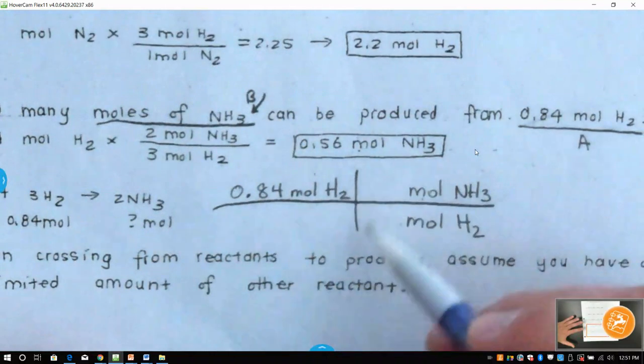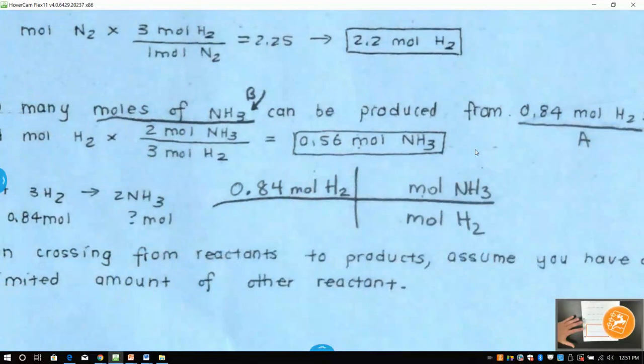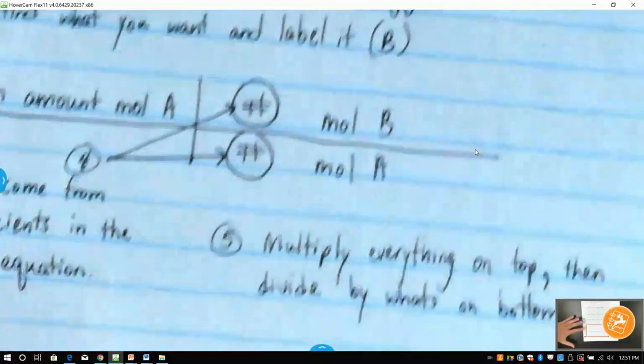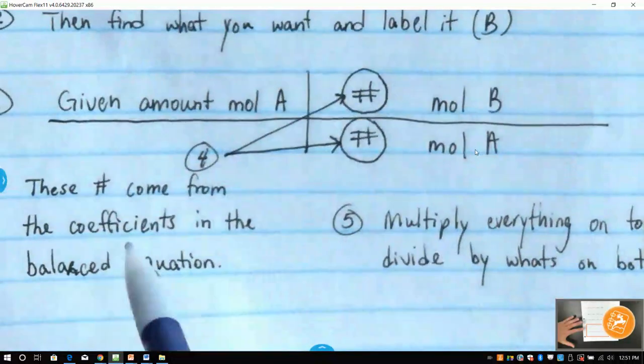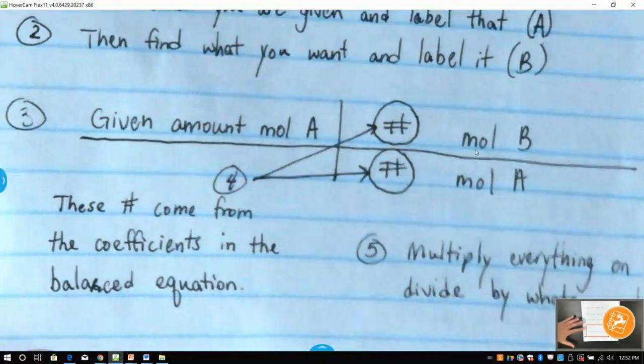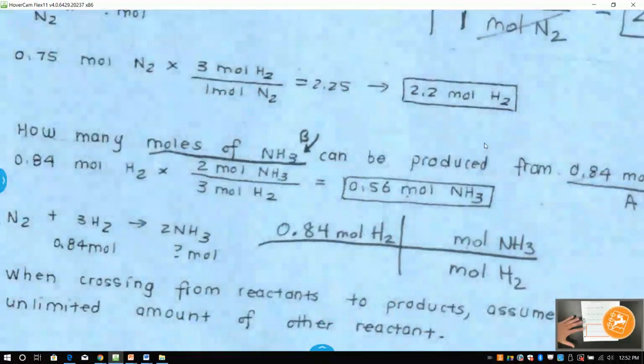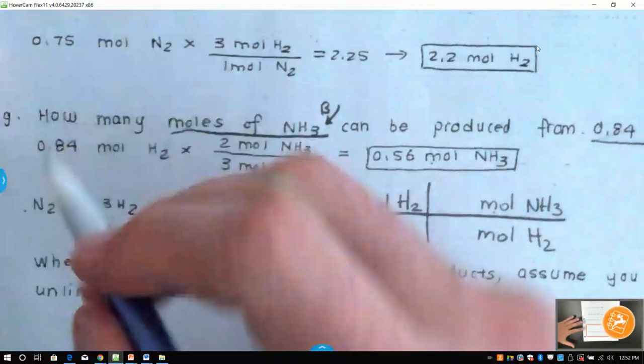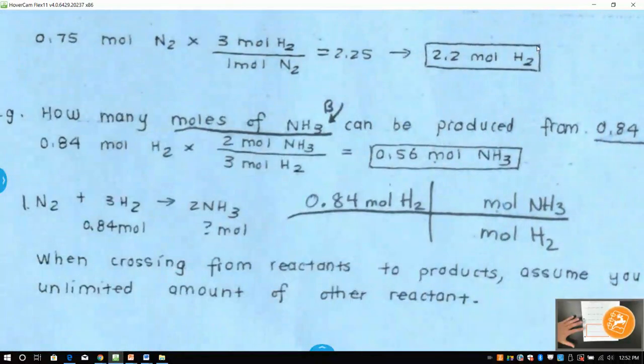Now these blanks right in front of them, again, those numbers come from the coefficients of our balanced equation. We're still dealing with that same equation from example one. So going back up to the top, or it being right here on this one.